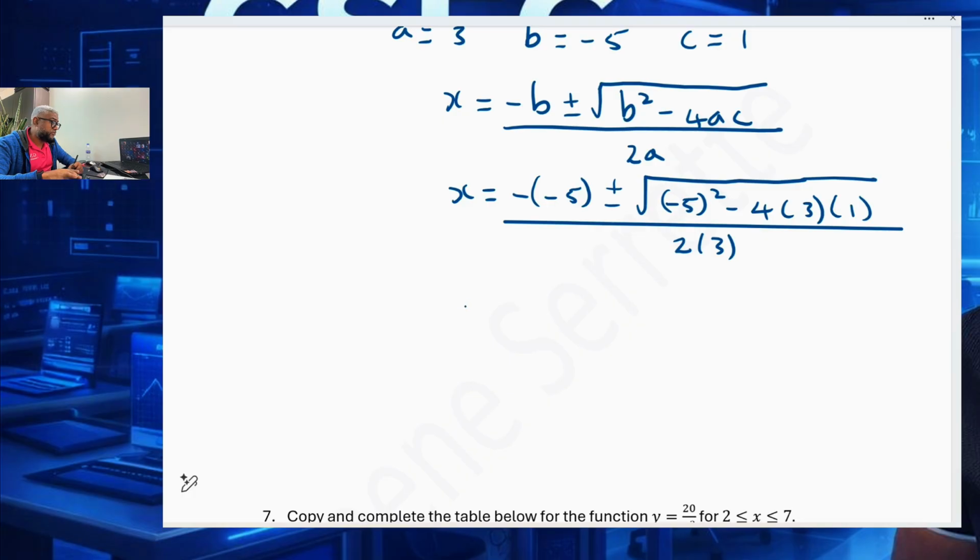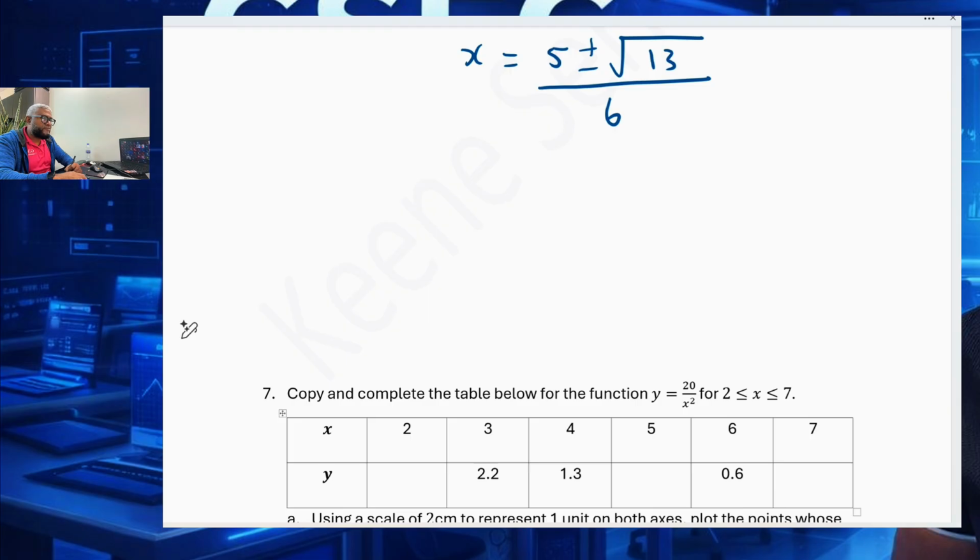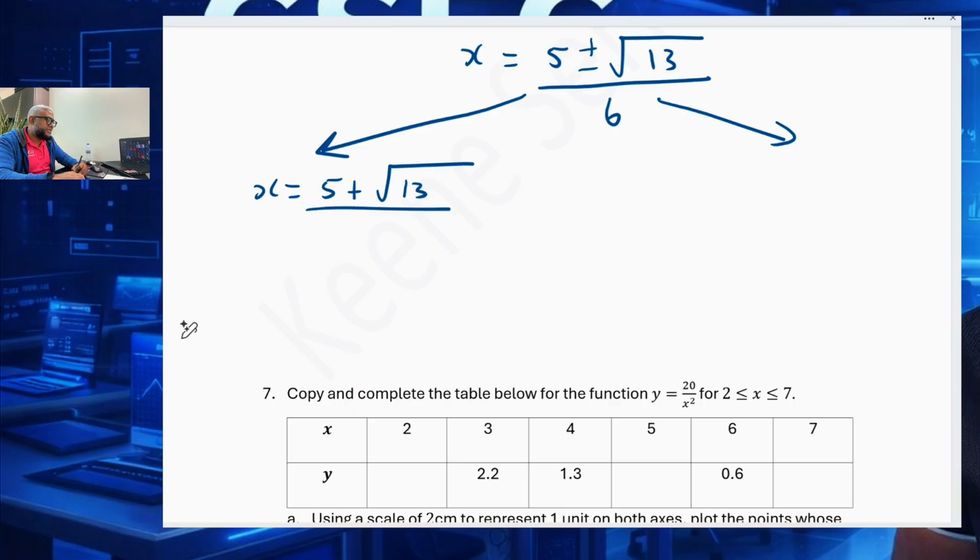That is the first thing we're working out, what is under the square root. So negative and a negative is a positive, so that's 5, plus or minus the square root of what? We're getting 13 underneath here, all over 2 3s are 6. So we branch it off now. Always have faith in yourself, never doubt yourself. x is equal to 5 plus the square root of 13 all over 6, and this side will be x is equal to 5 minus the square root of 13 all over 6.